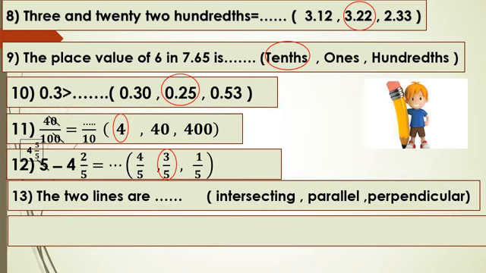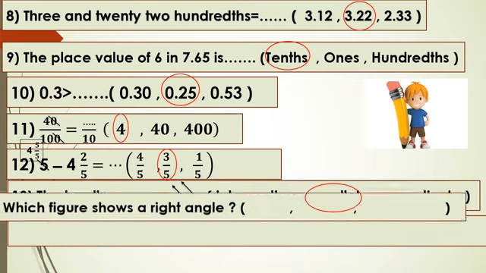Number 13. The two lines are two straight lines. The two straight lines never meet. So the relation between the two straight lines is parallel, because the two straight lines never meet.